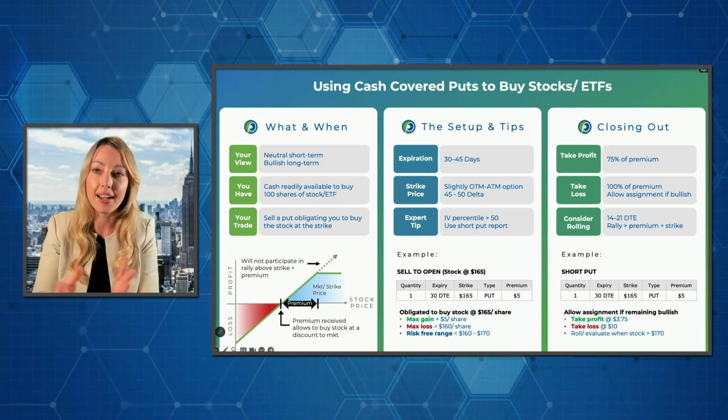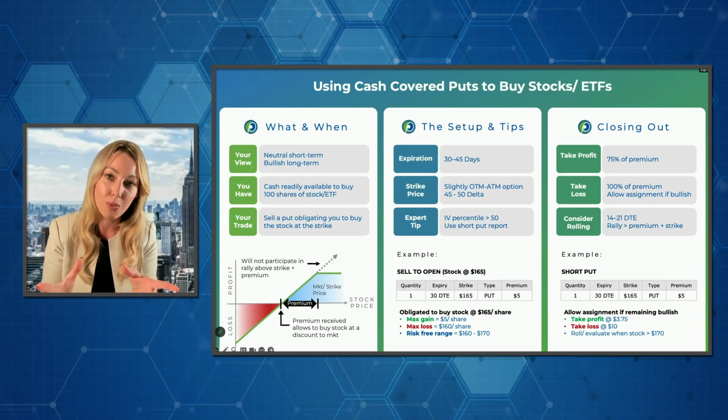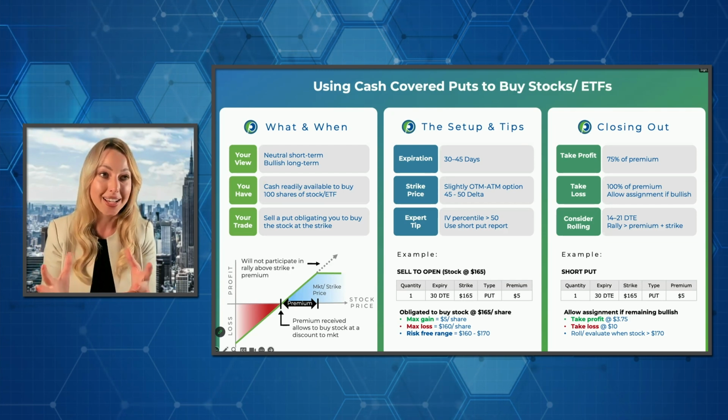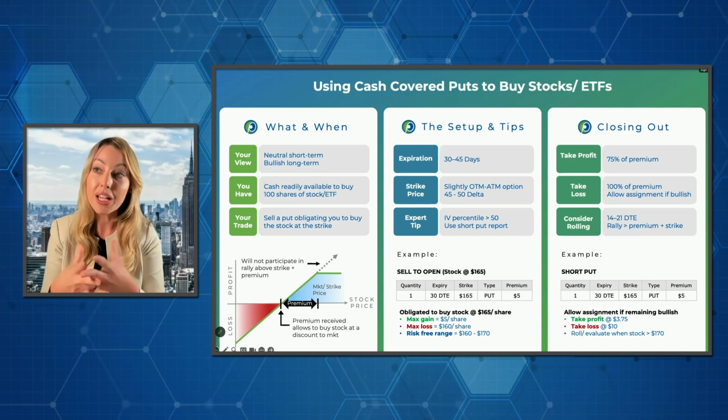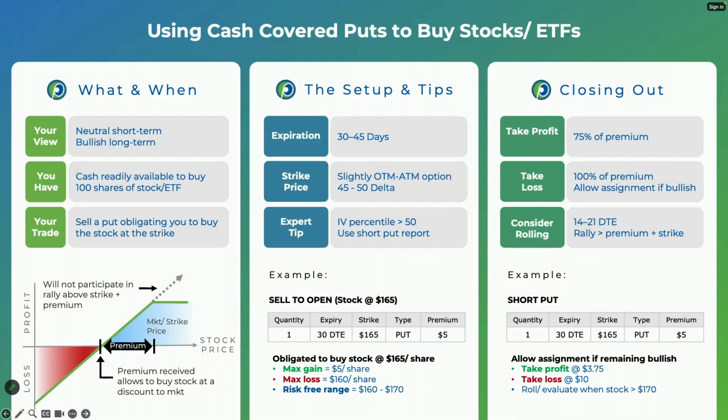And of course, I have one more slide that we like to put together. These are just the what and when, the setup and tips, and closing out, because again, there is a layer of complexity when you're dealing with options. So when we utilize cash secured puts to buy stocks, you have that neutral short-term view, long-term bullish view. You have the cash ready to go, and then you create that obligation. You don't participate in a rally beyond the premium that you received. However, the premium you do receive up front is a reduction of your cost basis overall. Tax-wise, completely different story that we are not talking about today.